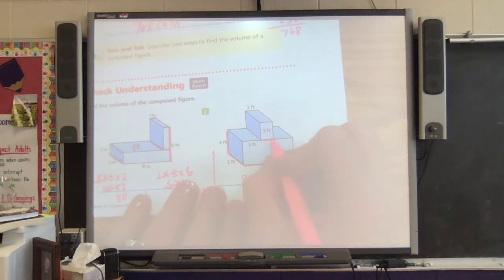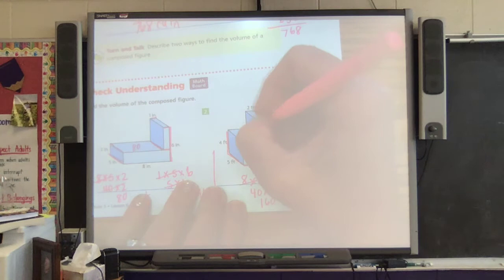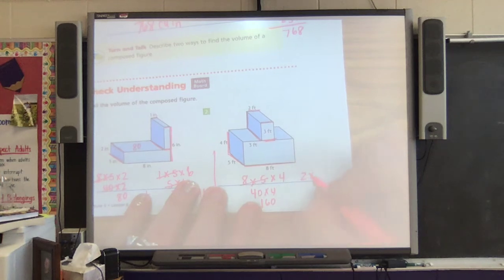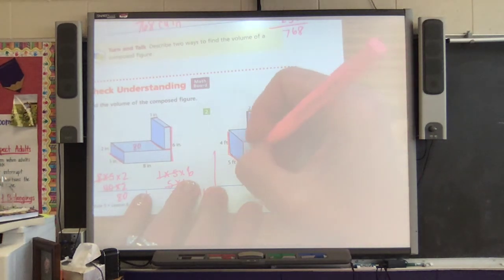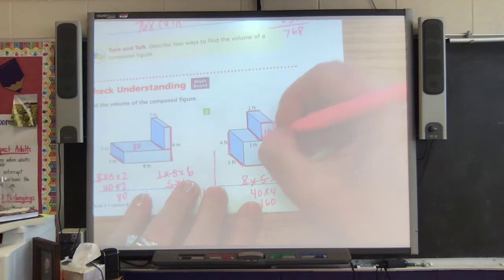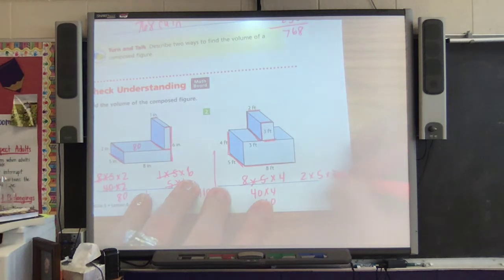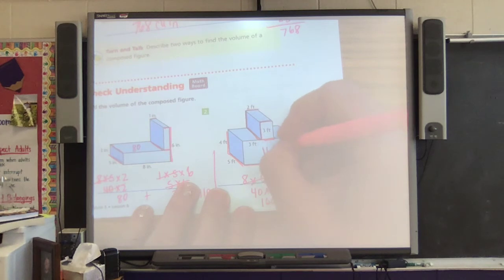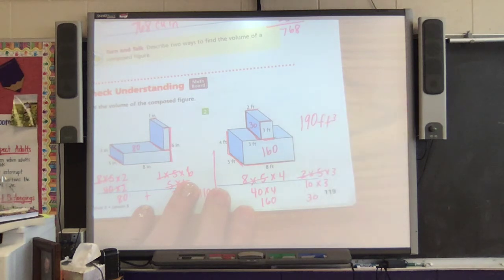Now here we've got length, width, and height again. So my length I know is 2 because it tells me it right there. My width is still 5, and my height is 3. 2 times 5 is 10. 10 times 3 is 30. So that would be a combined 190 cubic feet.